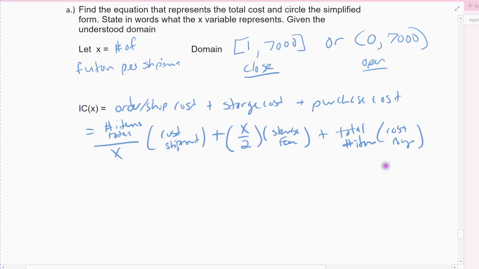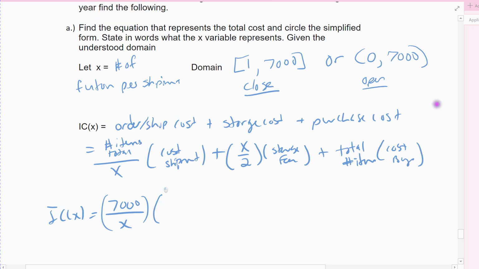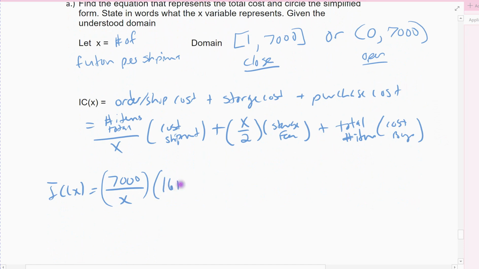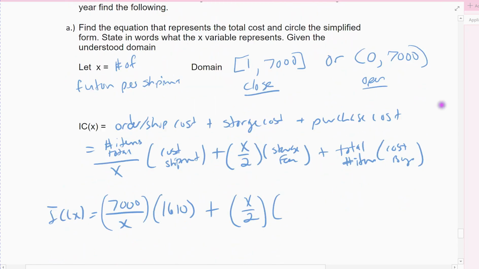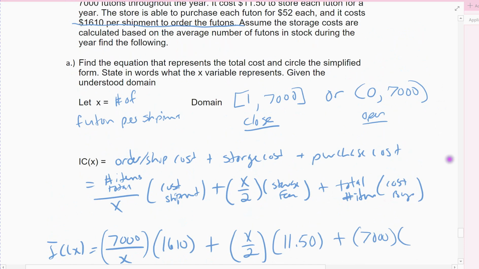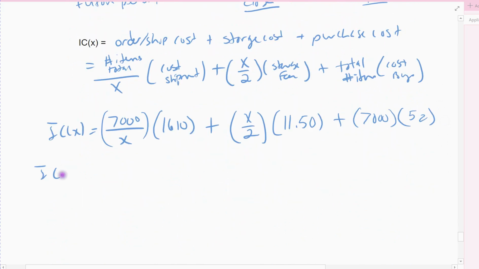Alright, that's in words; now with actual numbers. So inventory cost: the total number of items, we want 7,000 futons. We're going to ship them X at a time. Each shipment costs, well, the shipping fee was a lot, $1,610. The average number in storage is X divided by 2, and you just have to memorize that. The storage fee was $11.50. And then each of my 7,000 futons costs $52 apiece. So there is my inventory cost, and then I'm going to simplify it.